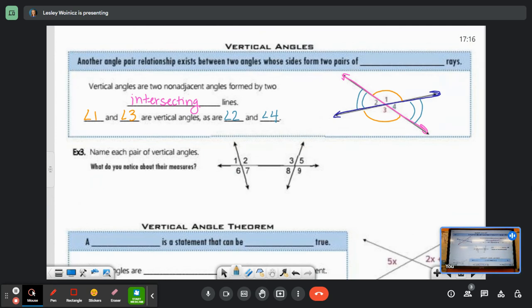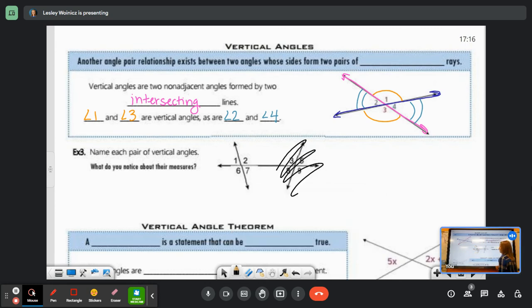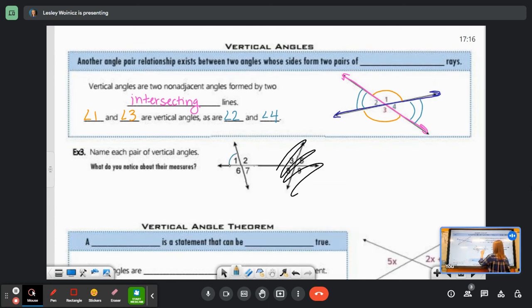Okay, so on example 3, we have to find the pairs of vertical angles. So we're not going to look over at this side right now. We're just going to look at the left side. I see angle 1 and angle 7. Now look at those. Do you notice anything about them? I look at angle 2 and angle 6.